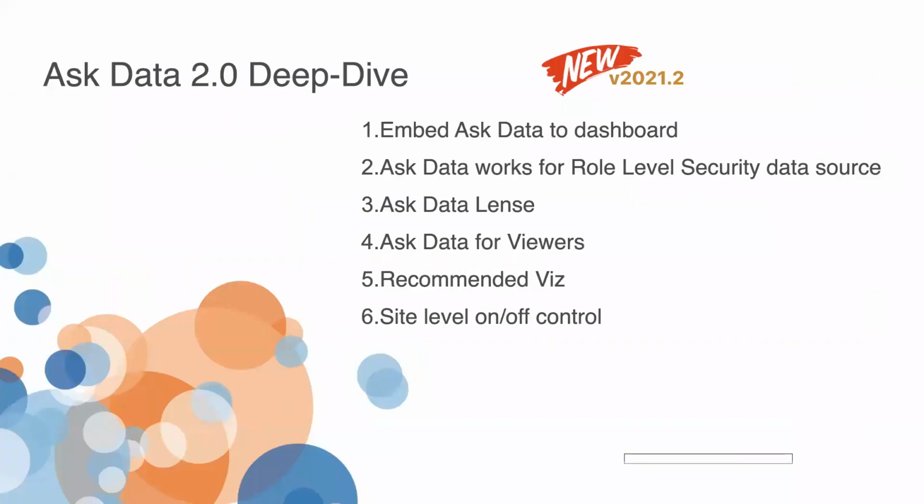All right, I move on. Ask Data 2.0. Talk about lens. Actually, as part of 21.2, Tableau made quite a few big changes around Ask Data. I list at least 6 things here. One is you can embed Ask Data in a dashboard now, pretty easily. Also, Ask Data now works with published data sources with row level security. That is something big I've been waiting for a long time. Finally, it works. Thank you, Ask Data team.